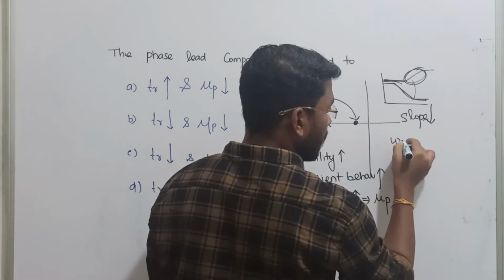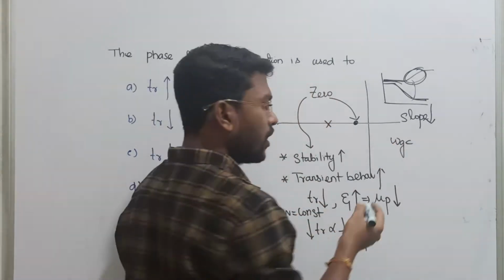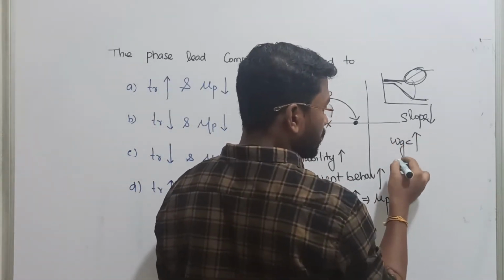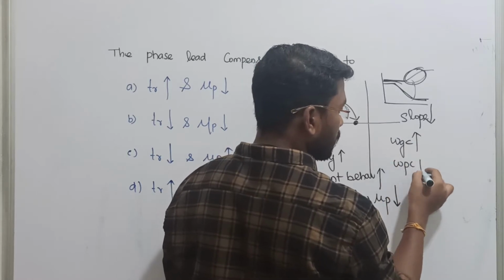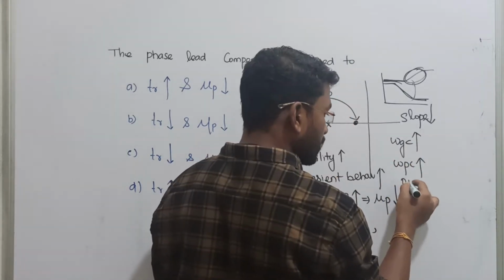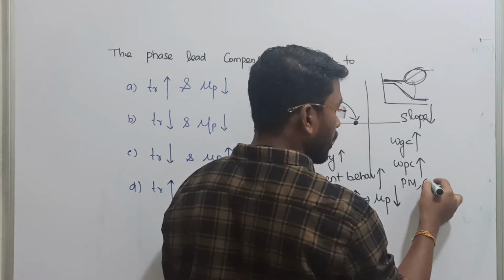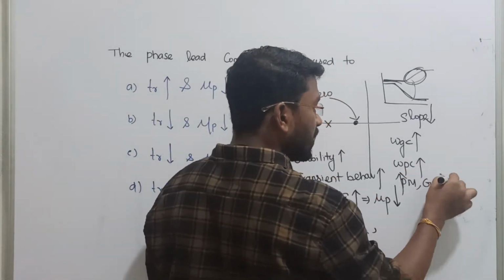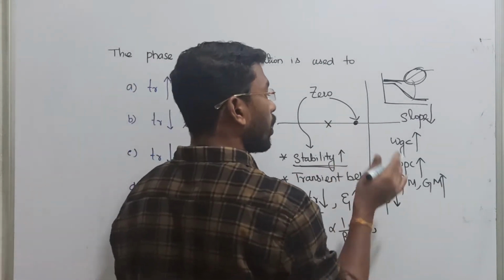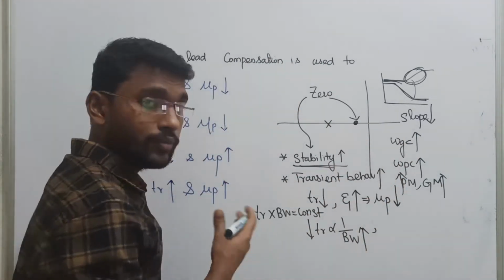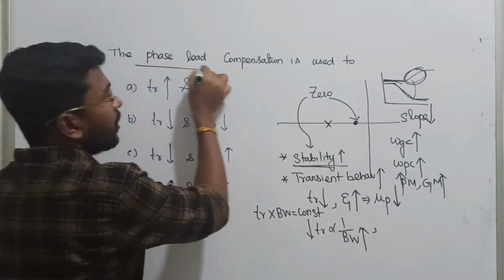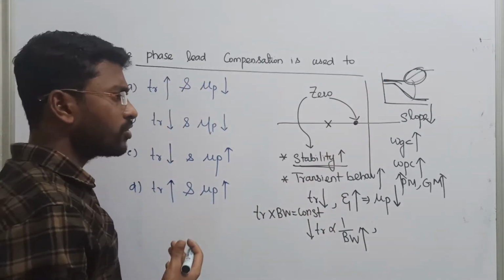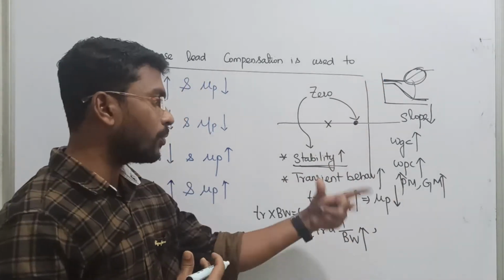From this we concluded many things in our lecture. Gain crossover frequency will increase, phase crossover frequency will increase, such that the phase margin will obtain more and more positive value, and the gain margin will obtain more and more positive value, such that the stability of the system will be improved a lot. These are the things we observe in the case of a phase lead compensator, whereas in a phase lag compensator this process will be opposite.